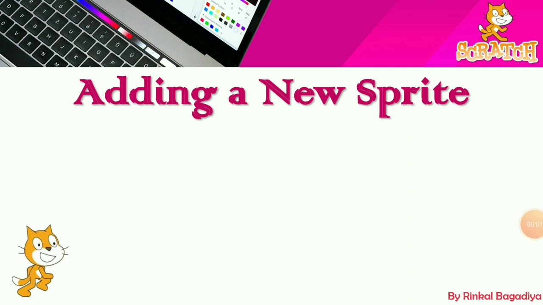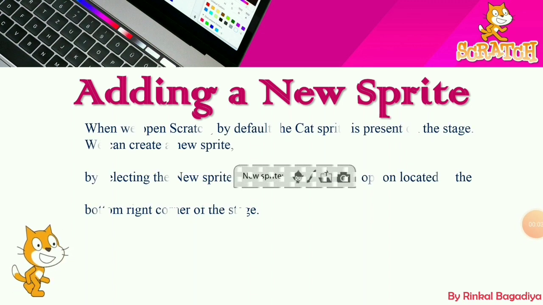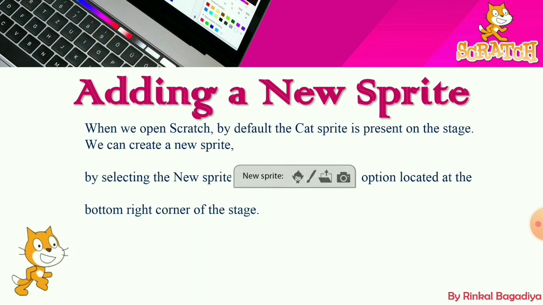Adding a new sprite. Children, when we open Scratch program, by default the cat sprite is present on the stage. As you know, whenever we open Scratch program, by default sprite is cat and it is present on the stage. We can create a new sprite by selecting the new sprite option located at the bottom right corner of the stage. Cat is available, but we can also add any new sprite, and for that Scratch provides us new sprite option.